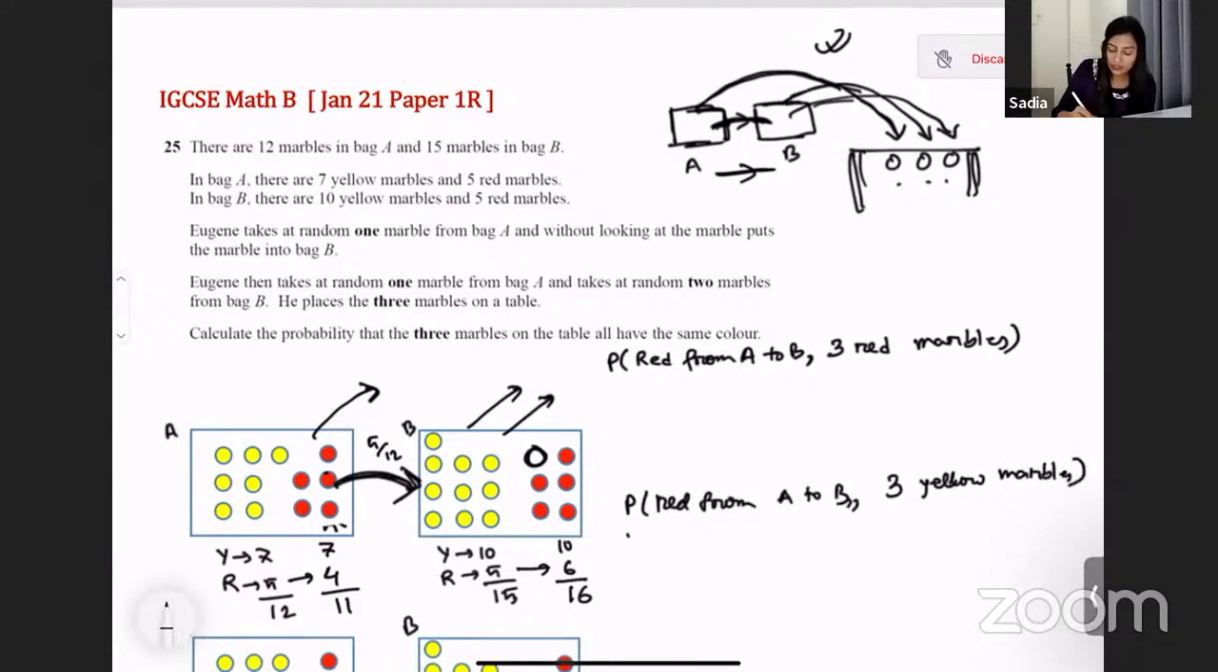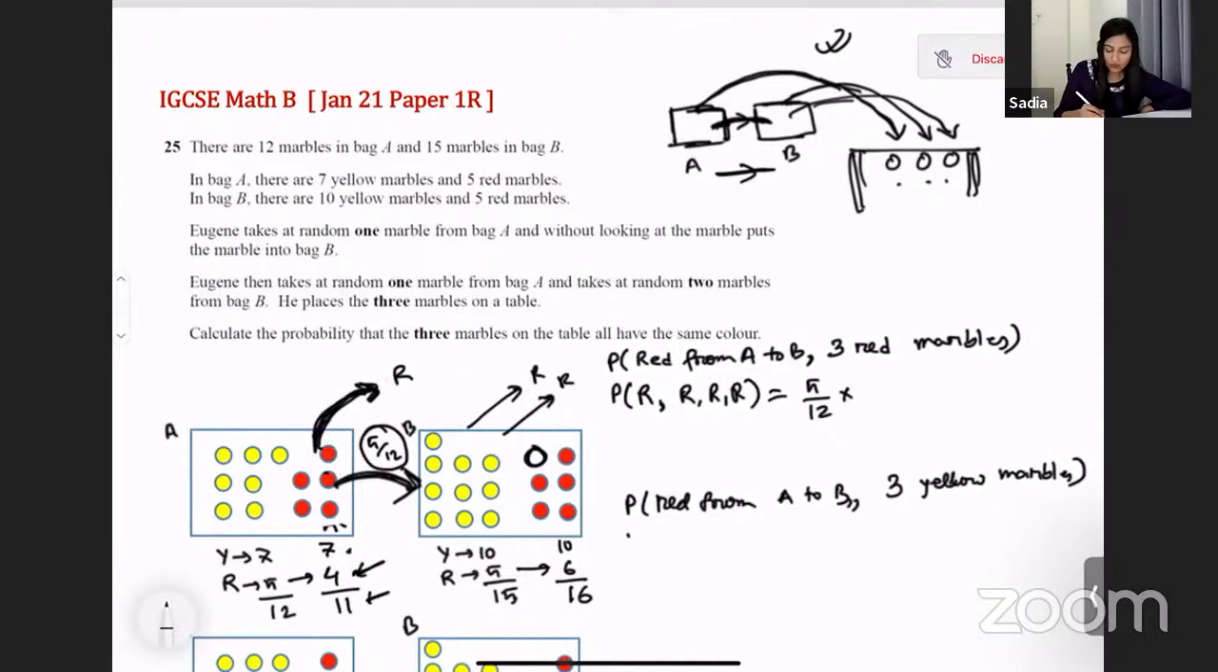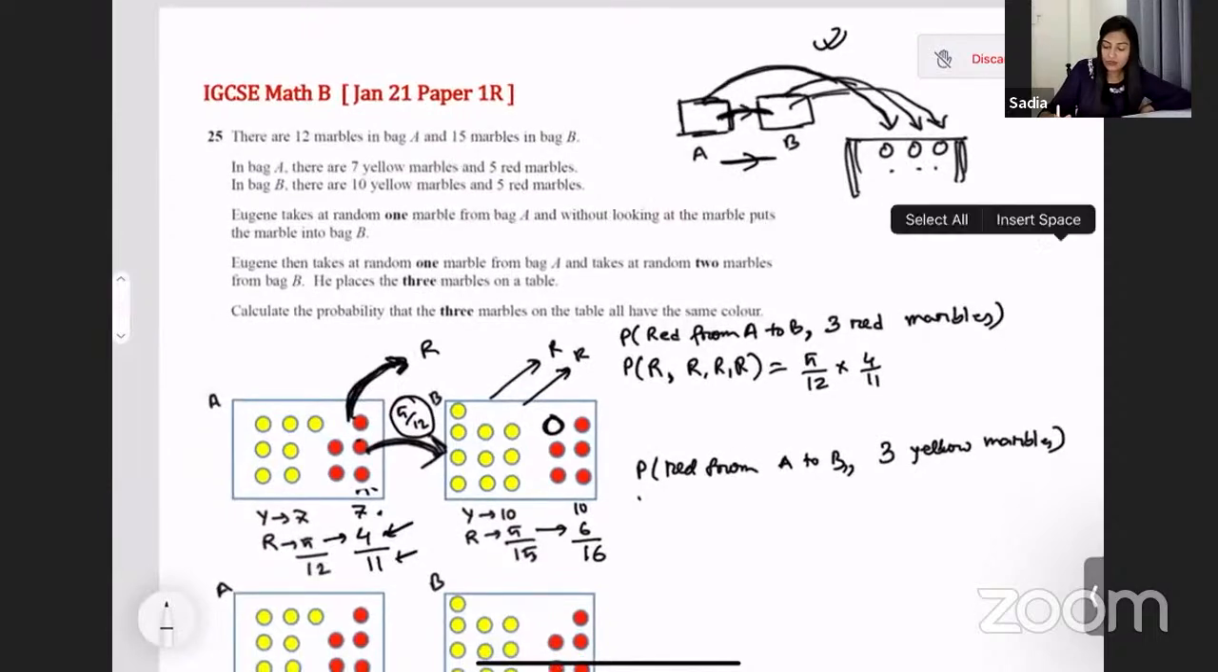Okay, so next I will be using the values. So the first marble removed is red. Okay, and then the 3 marbles I will be selecting. Let's assume that all the 3 marbles are red. So red, red, red. So the first movement is 5 by 12, as discussed before. And next we will be selecting 3 marbles. From the first bag, you need to select 1 red marble, and number of red is now 4, and total is 11. So 4 by 11.